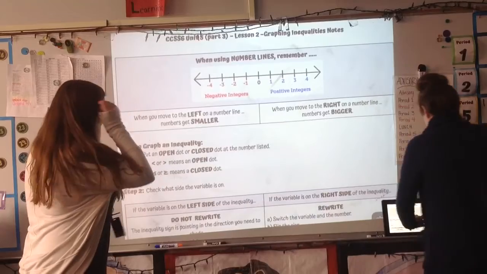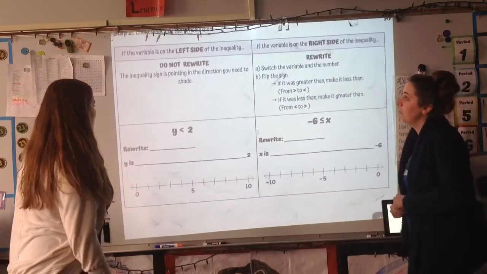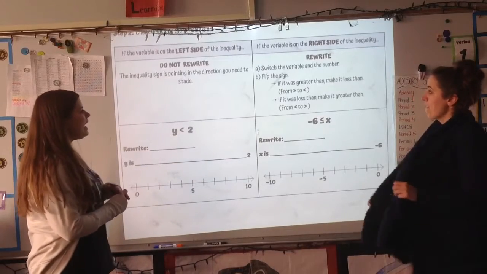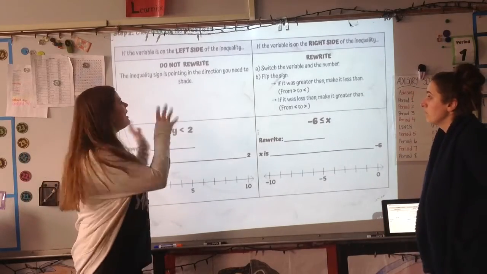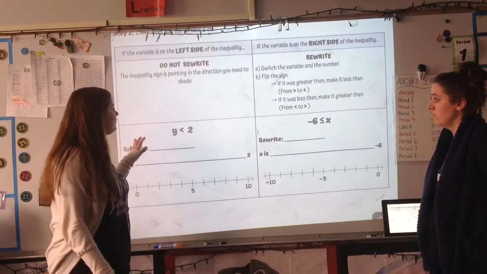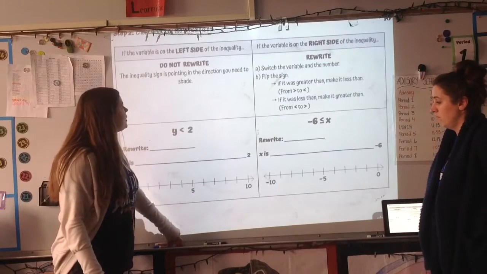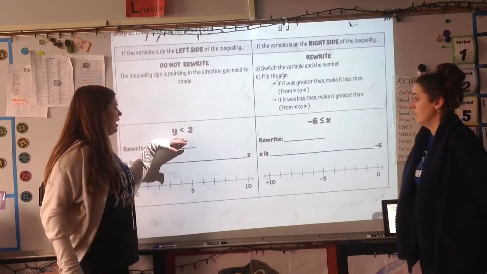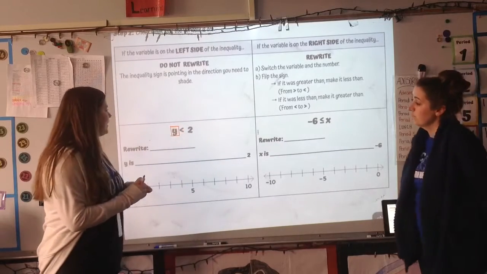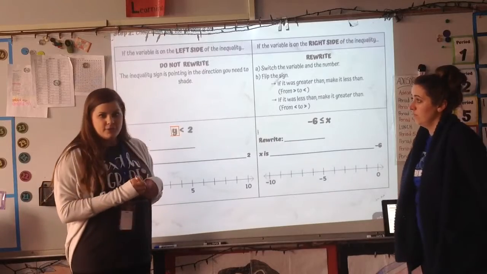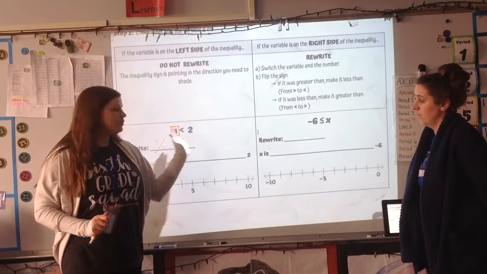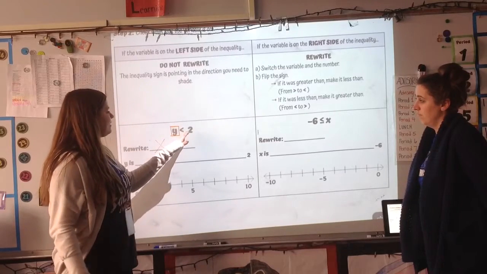Ida. Alright, so let's look at actually how we're going to graph here. When we're working with inequalities, depending on how it's written, you're going to follow a few different steps. We're going to start with an inequality where your variable is on the left side. What you always want to do when you look at your inequality is highlight the variable. In this case, my variable is y. If your variable is on the left side, you do not have to rewrite it, and you can just keep it this way. So y is less than 2.